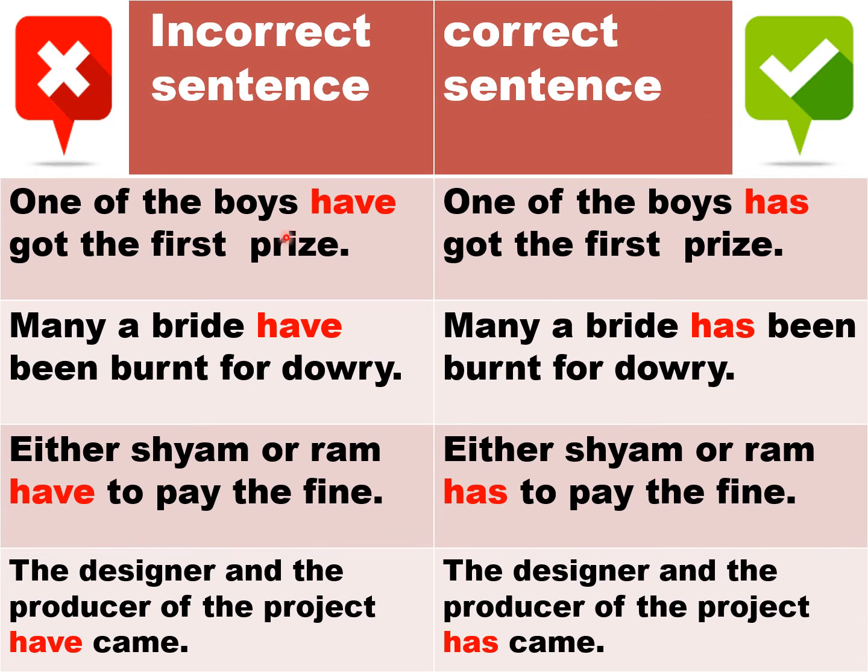One of the boys have got the first prize. One of the boys denotes singular, and so we must use a singular verb. Singular verb for have is has. One of the boys has got the first prize. Many a bride have been burnt for dowry. Many a bride is singular, so the singular verb has is used here. Many a bride has been burnt for dowry.